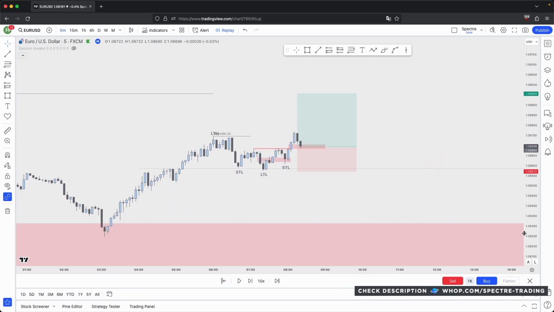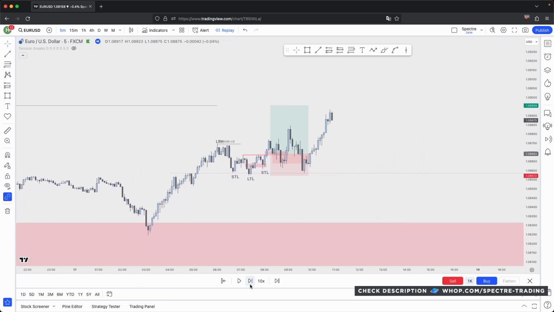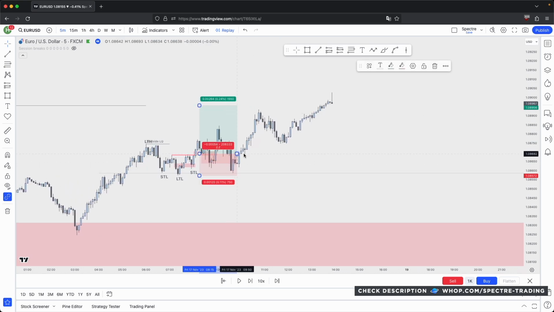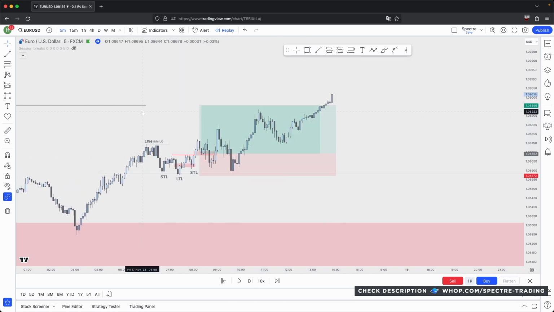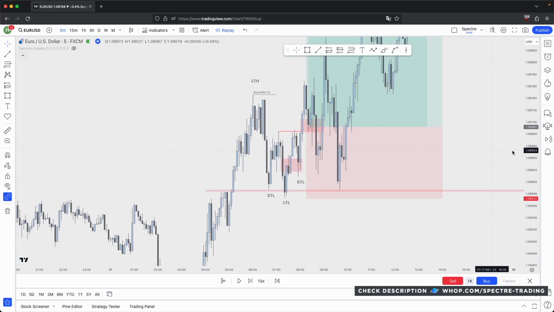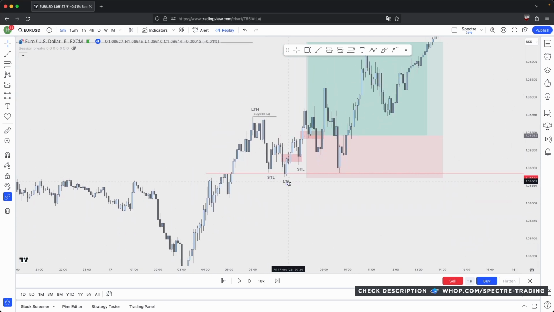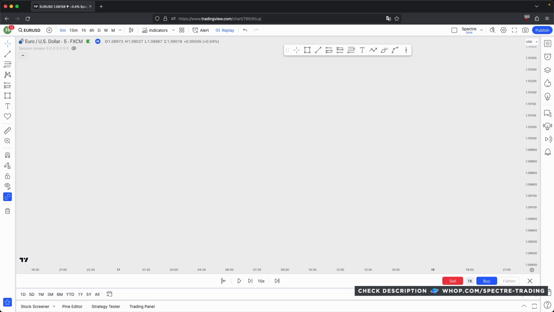So let's display price out and see what it does. As you can see here, it took some time, but eventually took out your drawn liquidity. And look at how this low that got implemented respected this long-term low. So that concludes this video on the basics of advanced market structure.